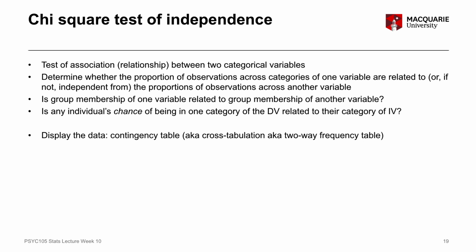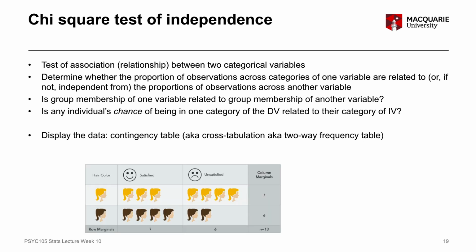So in terms of displaying the data for categorical variables, the way that we would display their potential relationship between the two variables would be through a contingency table. And a contingency table is also called a cross-tabulation, which is also called a two-way frequency table. All those things mean the same thing. What a contingency table is, is just a way of expressing, in terms of rows and columns in a table, each of the observations in each of the combinations of categories between the two variables.